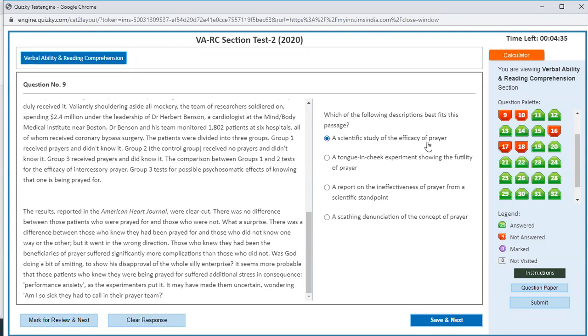Okay. Looks good. A tongue-in-cheek experiment showing the futility of prayer? No. It has been left to the reader to judge whether there is efficacy or futility, whatever it is. A report on the ineffectiveness of prayer is not it either. I'm not presenting it to anybody, so it can't be a report. A scathing denunciation of the concept of prayer? The author is not denouncing it, just making fun of it.